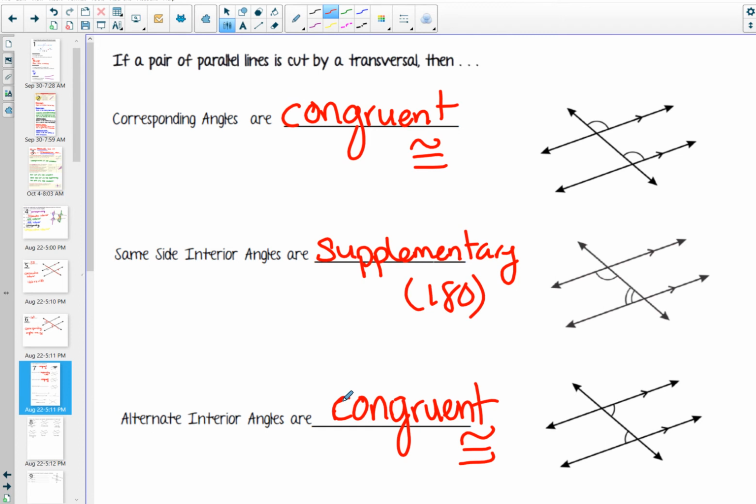So they're congruent. Supplementary is 180, congruent would just be equal. Part of the reason I write the little congruent symbol, it's an equal sign with a squiggle on top. Okay? Look, here we go. They're equal to each other.